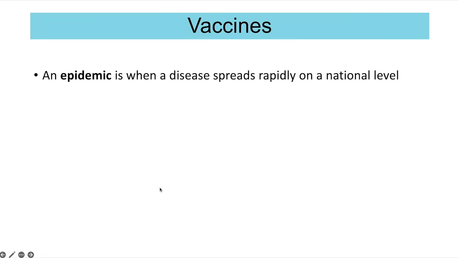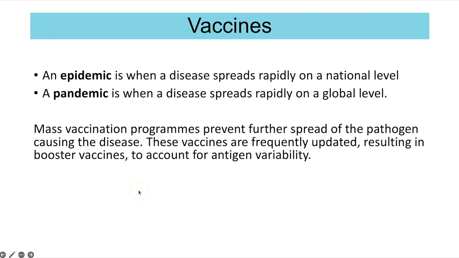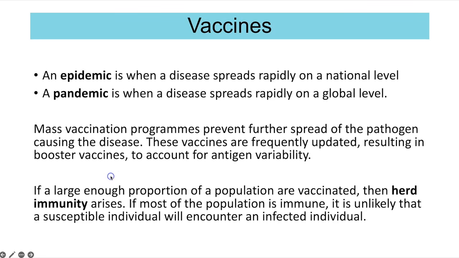So the last little bit then linked to vaccines is how they can protect an entire population. So an epidemic is when a disease spreads rapidly on a national level, so within one country, whereas a pandemic is when a disease spreads rapidly on a global level, like COVID-19. Mass vaccination programs prevent the further spread of the pathogen causing the disease. So these vaccines are frequently updated, resulting in booster vaccines to account for antigen variability. Again, much like COVID-19, there wasn't just one vaccine, there are multiple vaccines, and you're encouraged to take booster vaccines, especially if you're someone with a weakened immune response.